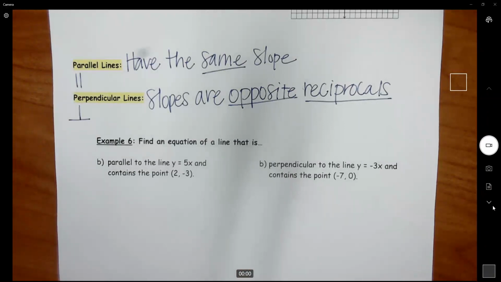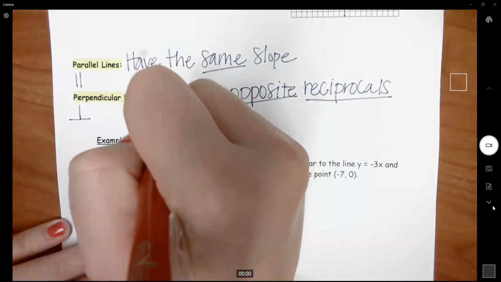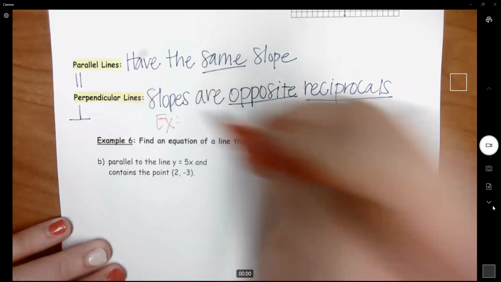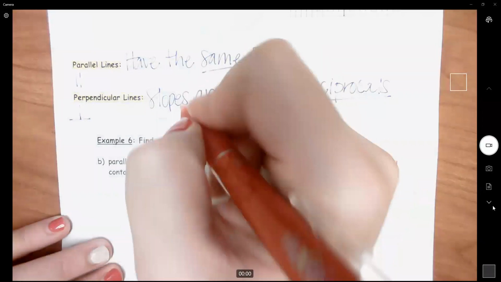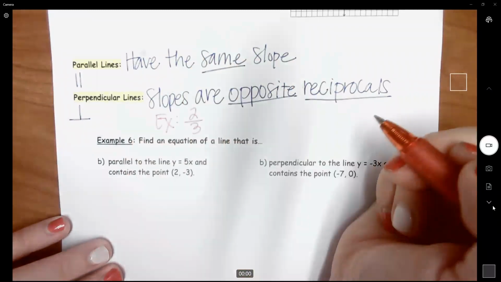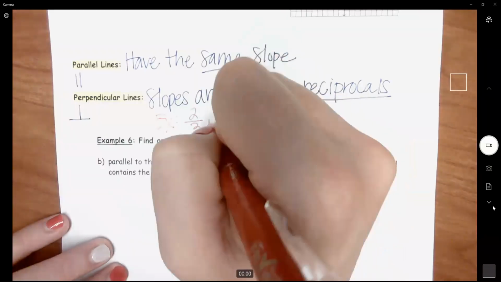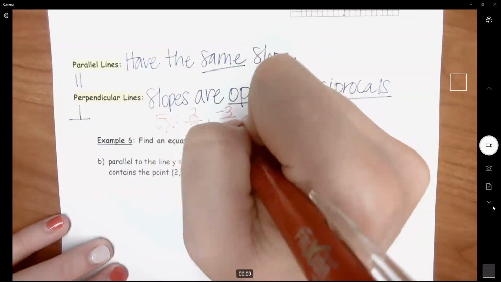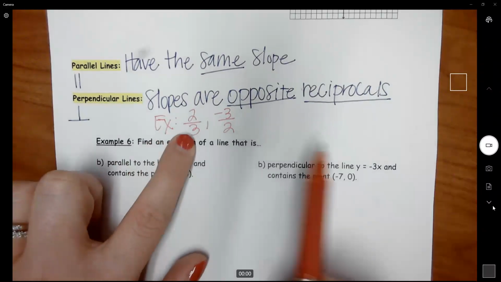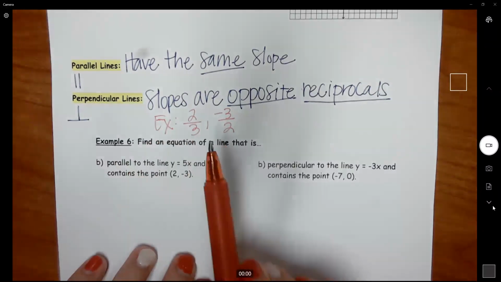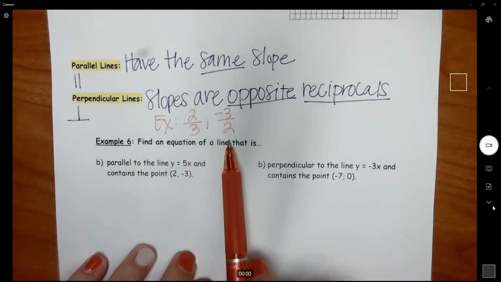Okay, so opposite meaning one is positive, one is negative. They've got opposite signs. And reciprocal is whenever you flip a fraction. So, for example, if you have something like 2/3, its perpendicular slope would be -3/2. One is positive, one is negative, and then I flip that fraction. So instead of 2/3, now it's 3/2.